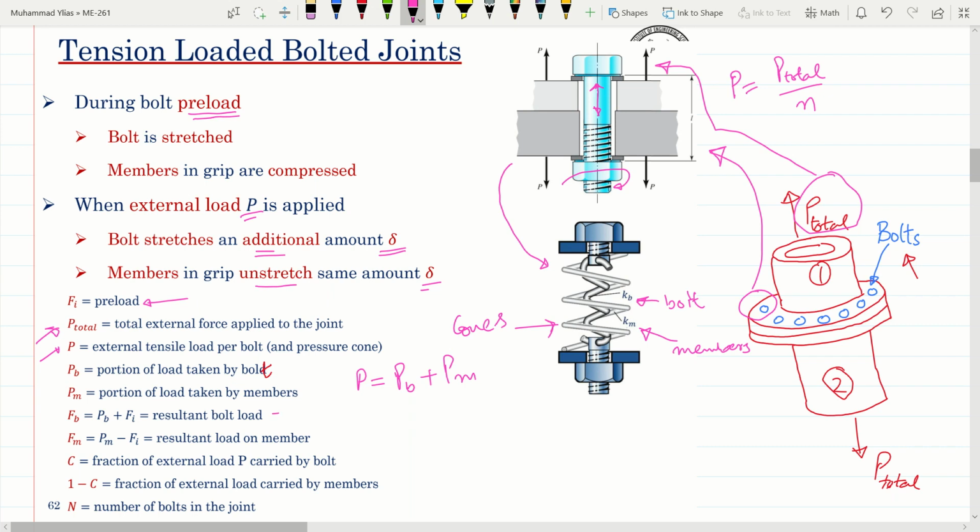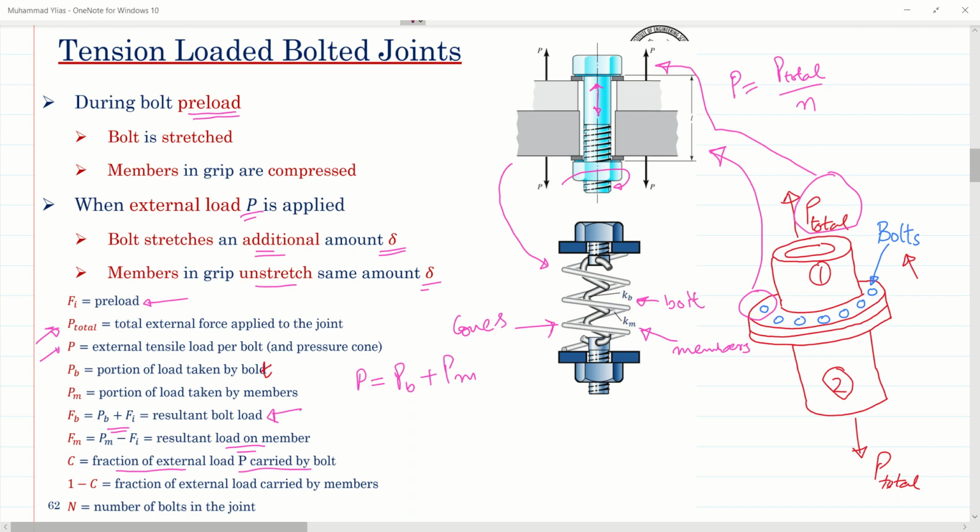Okay, the resultant bolt load will be summation of this portion of load carried by bolt and the initial load, while resultant load on members will be equal to load carried by the member, subtracted from it will be the initial load. Then we define this C as a fraction of external load carried by the bolt, and N is number of bolts in the joint. So let's make this consistent.